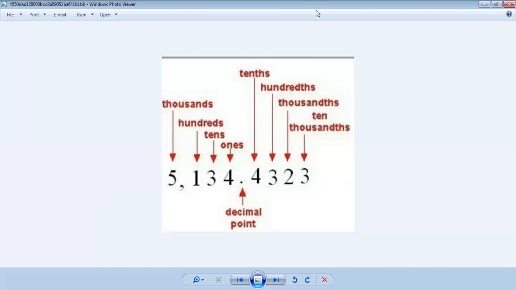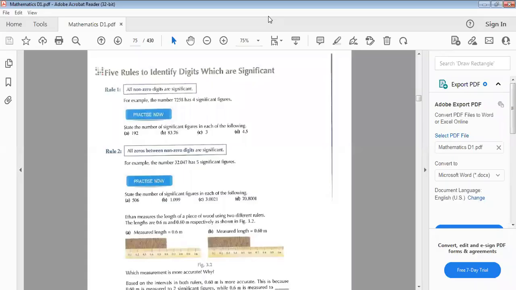Now I hope this screen is visible to you all. Here are 5 rules to identify digits which are significant. So the first rule is all non-zero digits are significant. Then the second rule is zeros between non-zero digits are significant.